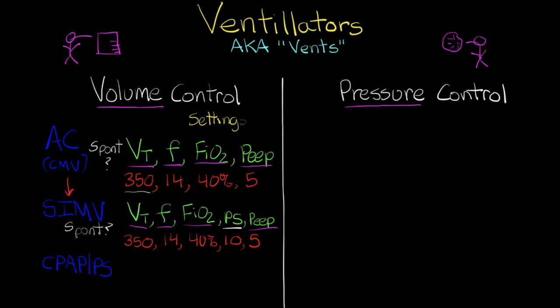So the settings that you're going to see with CPAP are an FiO2, a pressure support, and a PEEP. So as you can see, we no longer have a tidal volume and a frequency. So we're no longer going to be delivering a set number of breaths with a set volume for each breath.